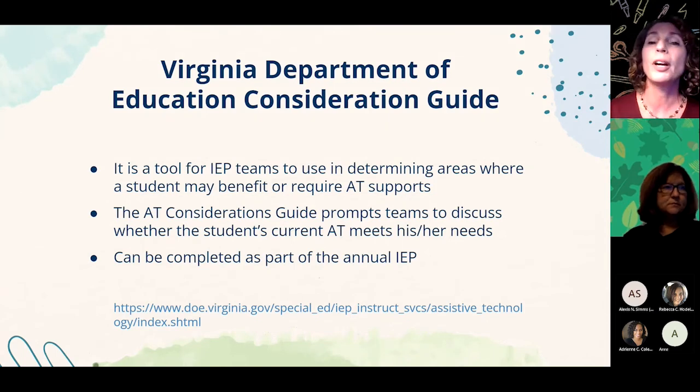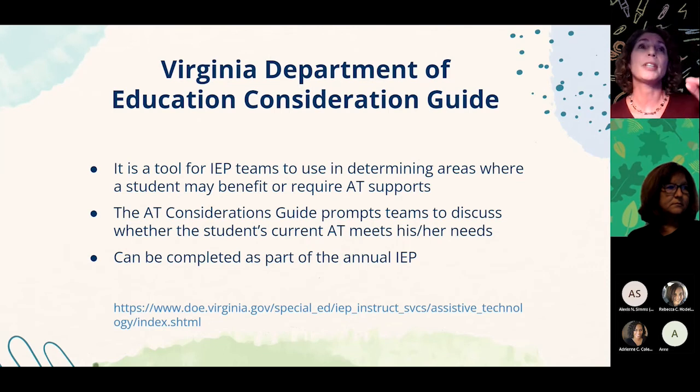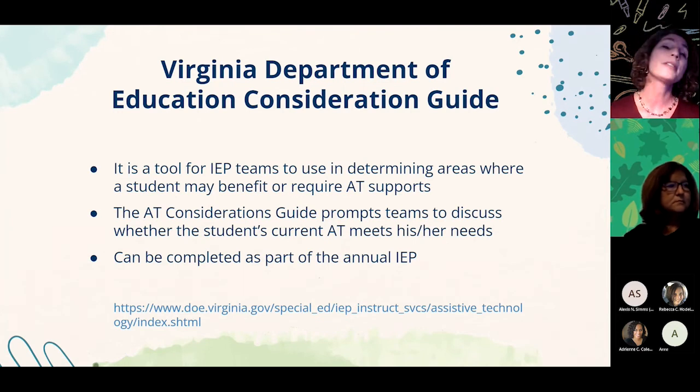All right, the Virginia Department of Education has a considerations guide, and it's a great tool for IEP teams to use in determining the areas where a student might benefit or require AT supports. It prompts the team and gives categories and a little checklist that you can go through that talks about the student's current AT needs, or if that needs to be changed or moved, or something else needs to be considered. And this is something that can be completed as part of the annual IEP.